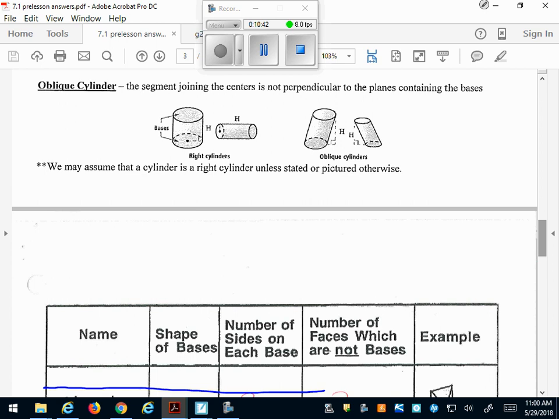All right, so cylinders, same idea. Everything I just said is true about cylinders. Different category because the bases are not polygons, they're circles. But there's still two bases, and the height is still the distance between those two bases. And base still does not mean bottom, okay?